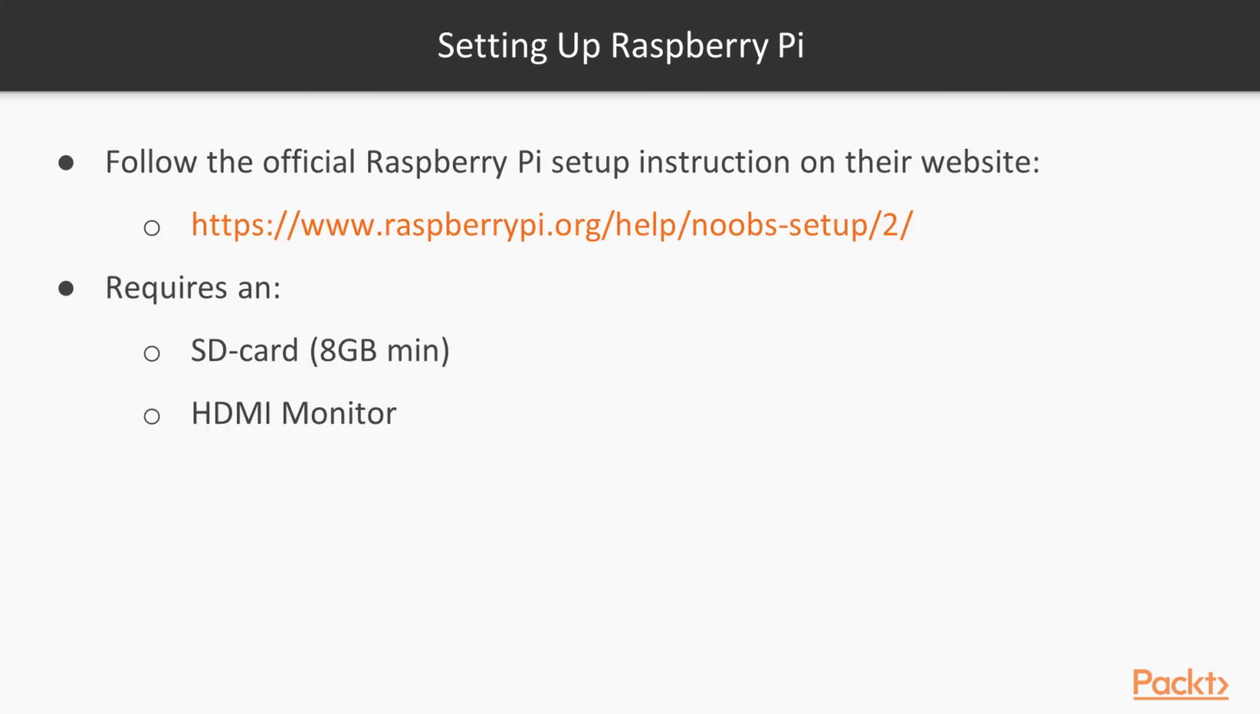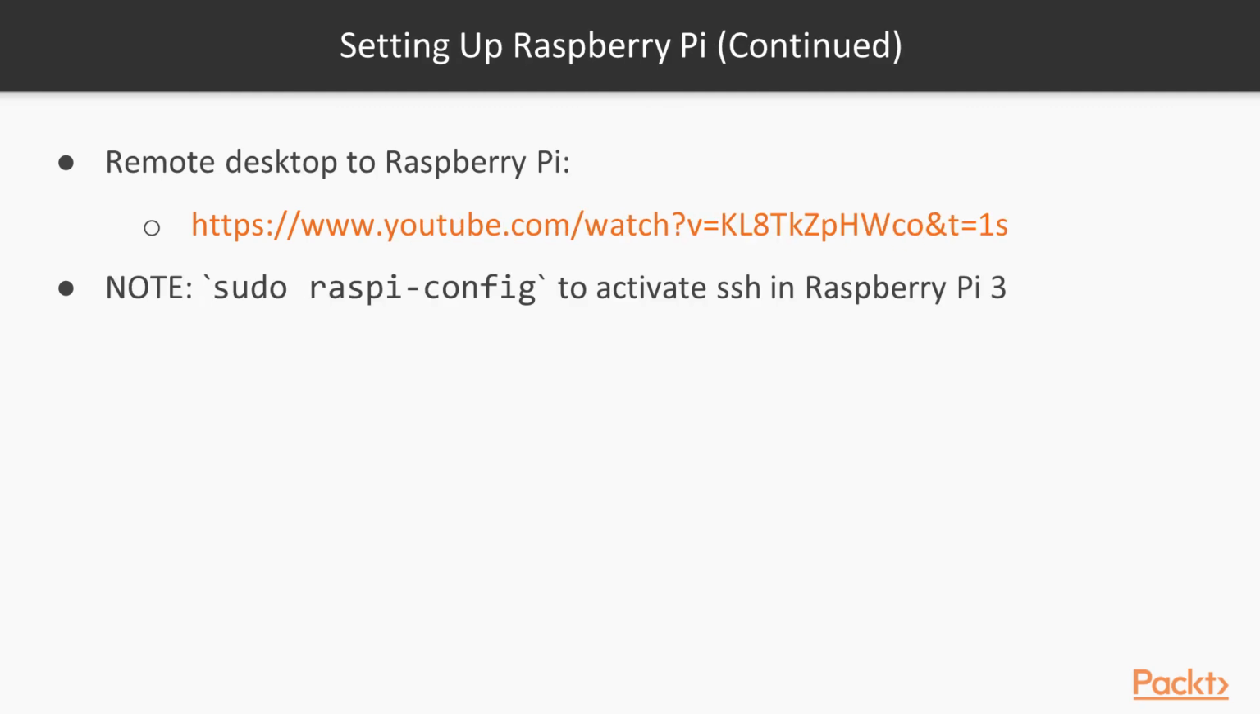So before starting off with the code, I suggest you set up your Raspberry Pis by following the official Raspberry Pi setup instructions on their website. You will require a minimum 8 GB SD card on which you will install the operating system, and you may also need an HDMI monitor. If you don't have an HDMI monitor, you can also do a remote desktop to the Raspberry Pi, as I will be doing. You can follow the simple instructions in the YouTube video provided, and note that for Raspberry Pi 3, SSH is disabled by default. So you need to enable SSH in order to do the remote desktop. For that, you need to go to the terminal in the Raspberry Pi and type sudo raspi-config and follow the instructions to activate SSH.